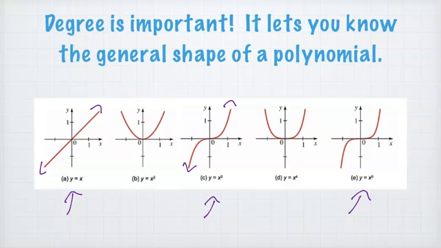Okay, if you have a degree that is even, like a quadratic or a quartic, then you know that either both ends are up or both ends are down, depending on the sign of the leading coefficient. So knowing the value of the degree lets you know what kind of end behavior you're dealing with.